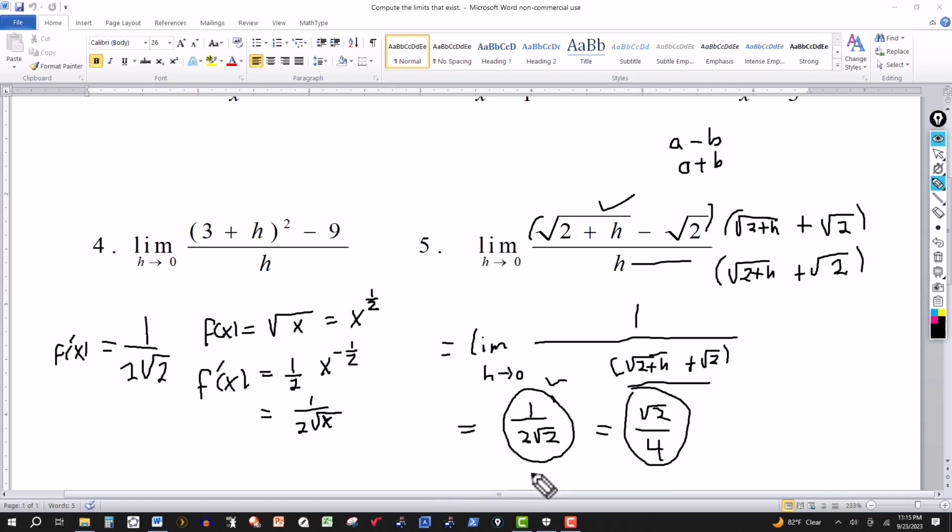So anyway, hope you could see that. All we're doing is computing the derivative of a particular function at some value in the domain of that function. In number 4, it was the function f of x equal to x squared. In number 5, it was the function f of x equal to square root of x. Just a little something extra there.